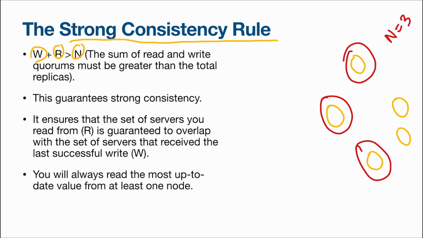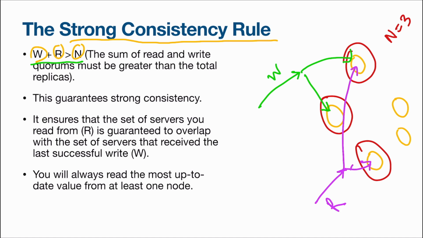Now, whenever we try to write, let's say there is a write request that is incoming. That write request needs to be replicated to some servers. So let's say I replicate it to 2 servers. Then this strong consistency rule of Quorum says that when I try to read, the read request also needs to be replicated to 2 servers. Why is that? Because 2 plus 2 equals 4, which is greater than 3.